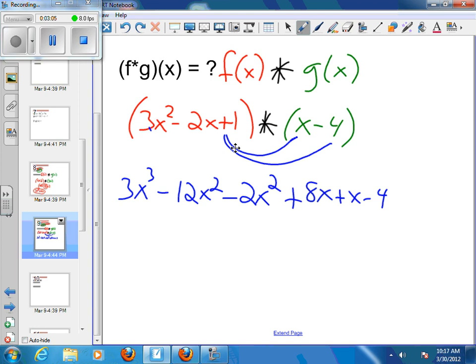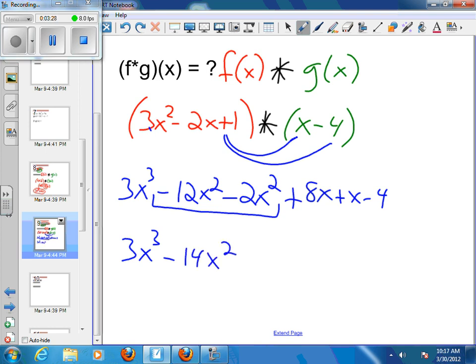So I start at the beginning, and I look, and I see, well, I've got my 3x cubed, and it is the only term that's got an x cubed on it. And then I look at my next two terms, negative 12x squared minus 2x squared. They both have x squareds on them, so they are like terms. And they are both negative, so I'm adding. So this is going to be a minus 14x squared.